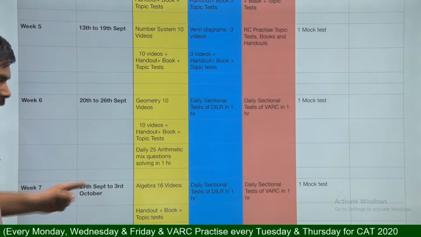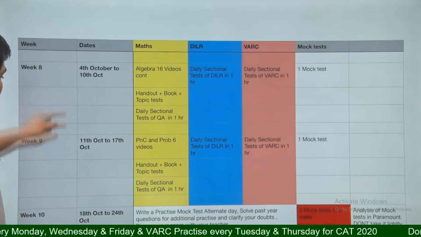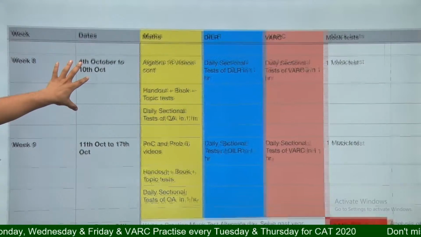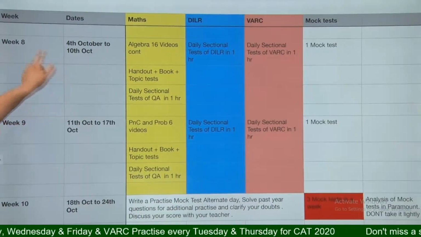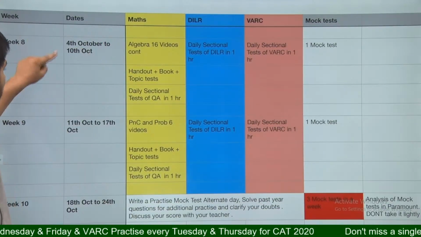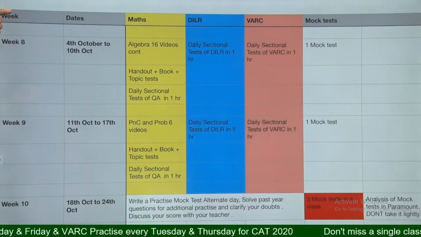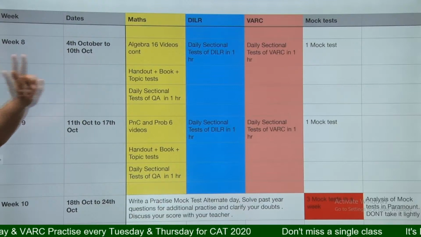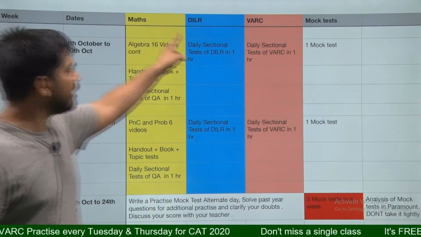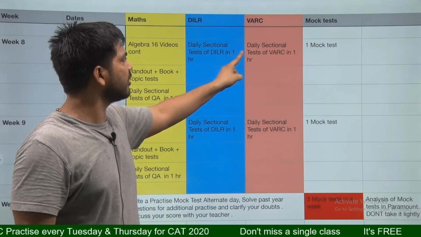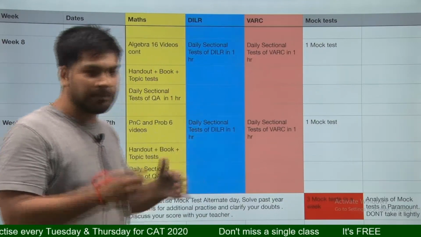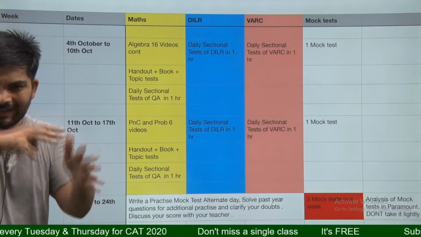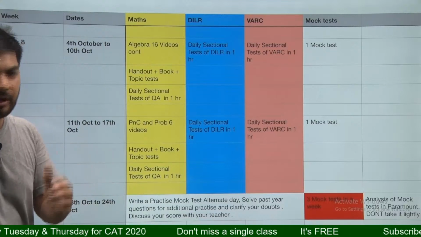Algebra we will continue for week 7 and week 8, 2 weeks. So algebra should be carried on for 2 weeks, ladies and gentlemen, right? The last September week and then the 1st October week. You should be doing algebra for 2 weeks, 15 days continuously. In DILR, keep on solving the sectional tests, and make sure that you have a good variety of questions and you are able to manage your time as well.